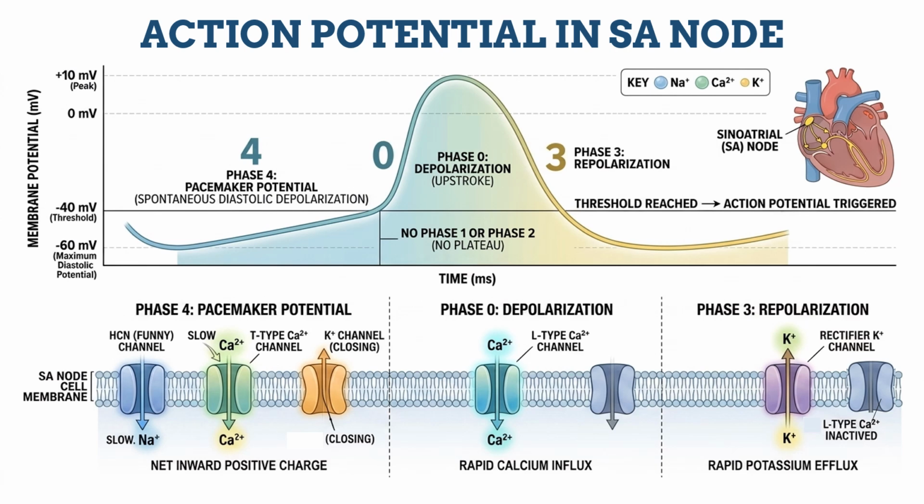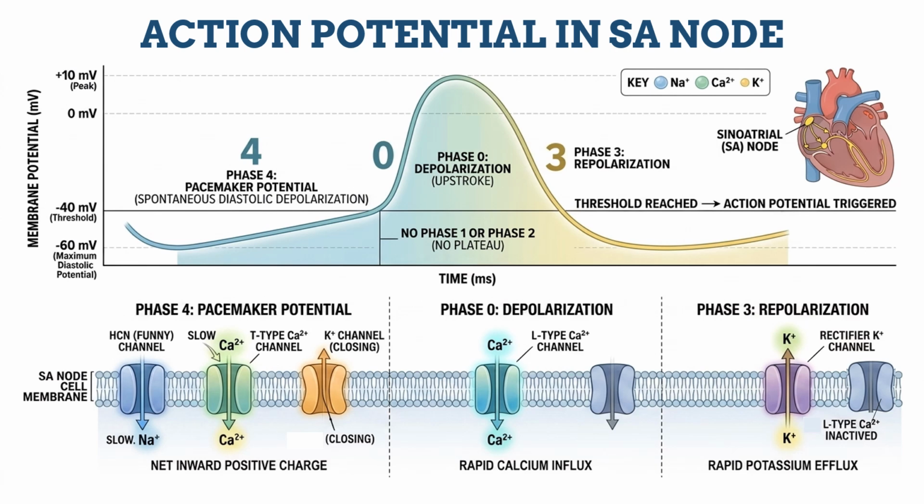Once the potential reaches the threshold, phase 0 begins, which is the depolarization or the upstroke. Unlike skeletal muscle or ventricular cells, the sinoatrial node relies on calcium rather than sodium for this phase. Once the threshold is reached, long-lasting calcium channels open, allowing calcium ions to enter the cell rapidly and causing the membrane potential to become positive.